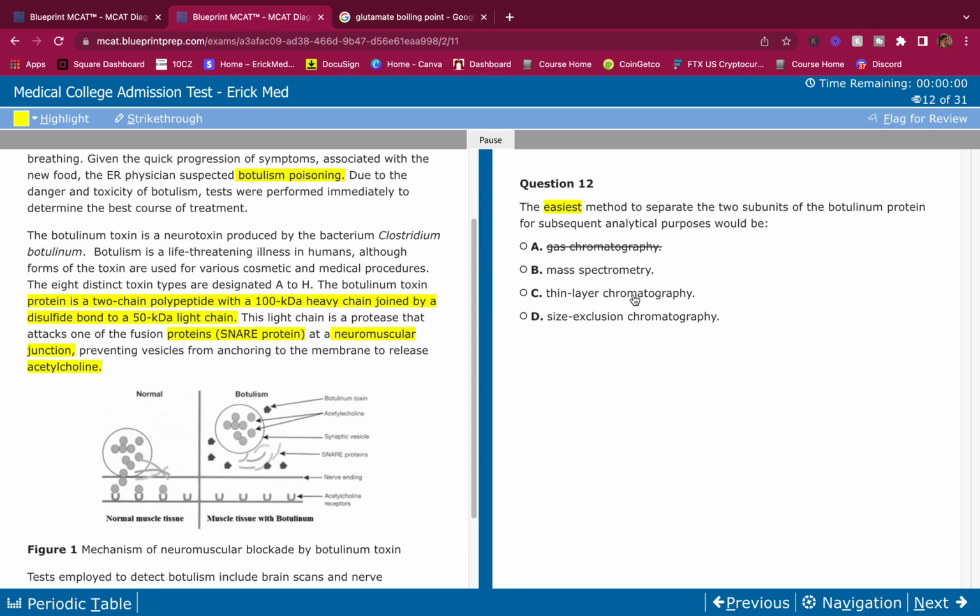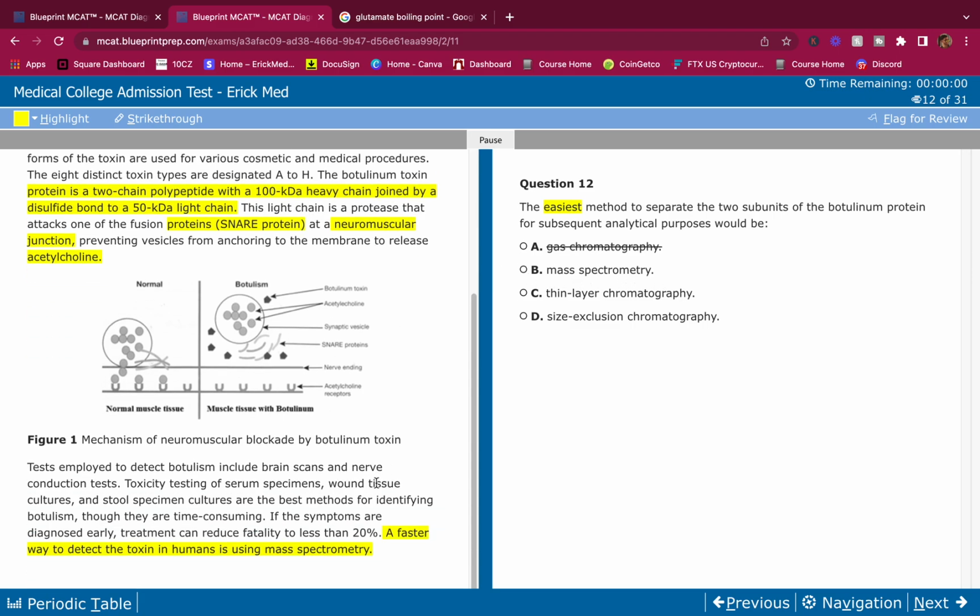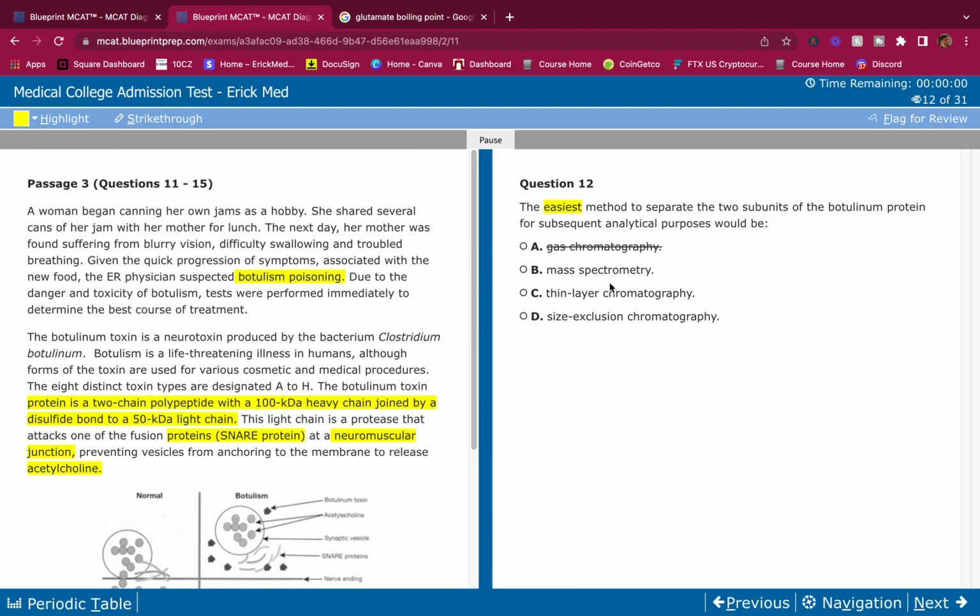Mass spectrometry. You may be tempted to use mass spectrometry. They did say here that a faster way to detect the toxin in humans is using mass spectrometry. That's to detect the toxin. They want to know how to separate the toxin. Can we separate them using mass spectrometry? Again, we might be able to, but that involves a lot of work.